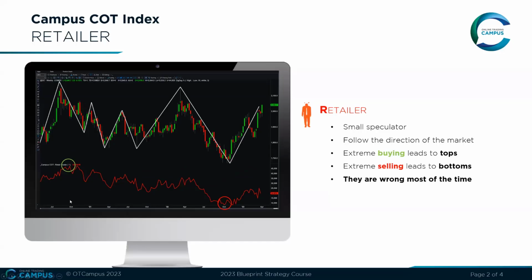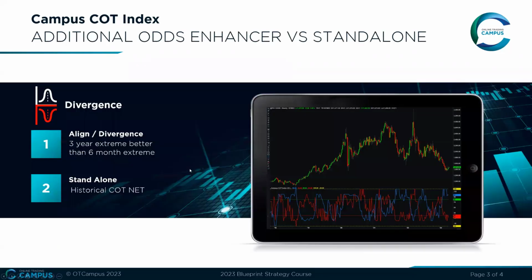So then you may be saying, well, how do we use them, right? How do we use them? Well, we use them in two ways. Number one, as an additional fundamental odds enhancer. And here we would just be looking at divergences, and we would align those divergences with one of our large traders, mostly the commercials. So if the commercials are setting up nicely, then we're like, hey, that's a pretty good fundamental setup. We can trade it regardless.